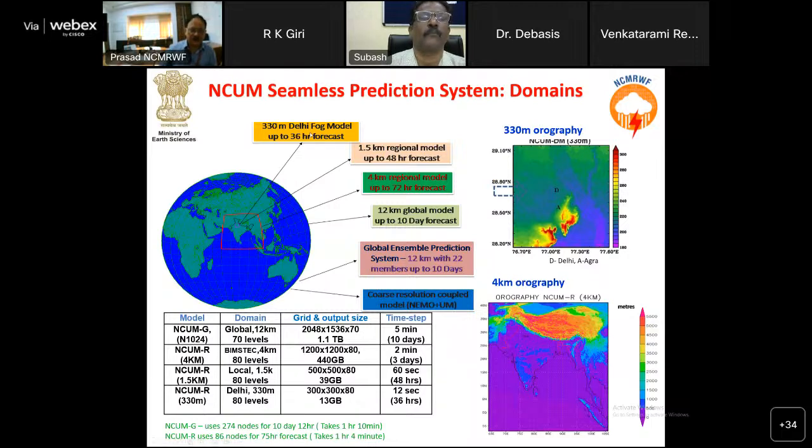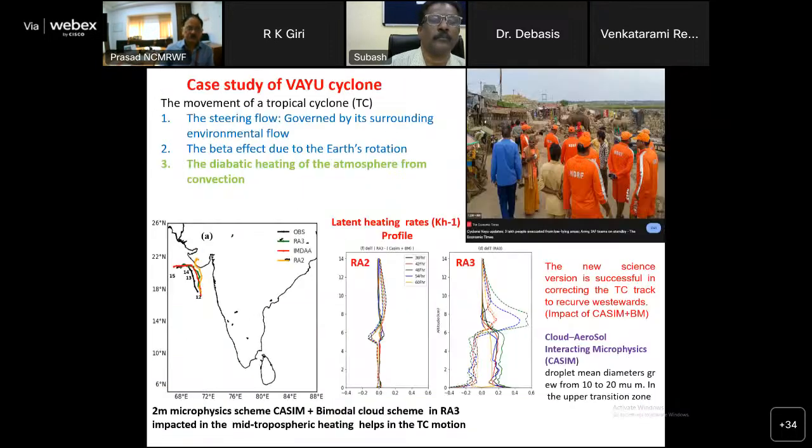For example, 330 meters for fog forecasting and a city-based forecast system, and medium range forecast of 72 hours for high resolution city forecasts, short range forecast, and 12 kilometers global forecast, including deterministic and probabilistic forecasting systems, and sub-seasonal forecasting with a 64 kilometer coupled model system. This complex system has been implemented. Efforts are also on to improve the physics in these models by implementing various physics schemes.